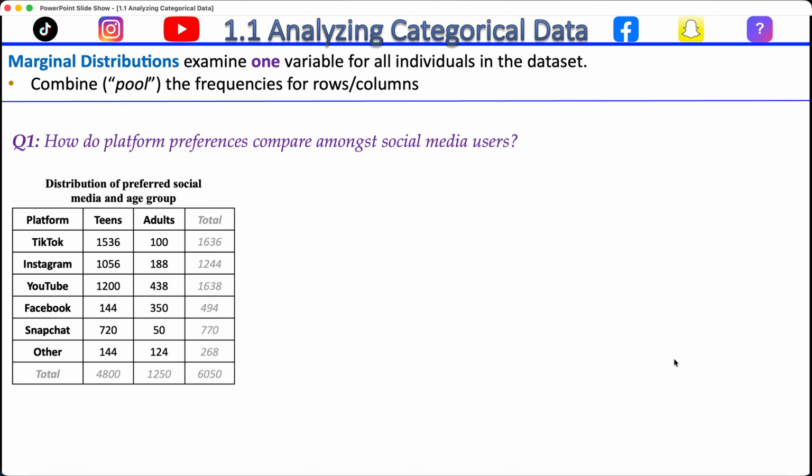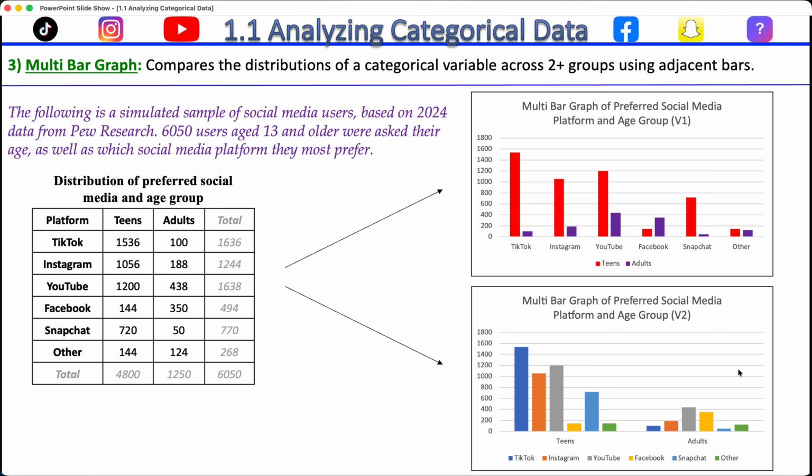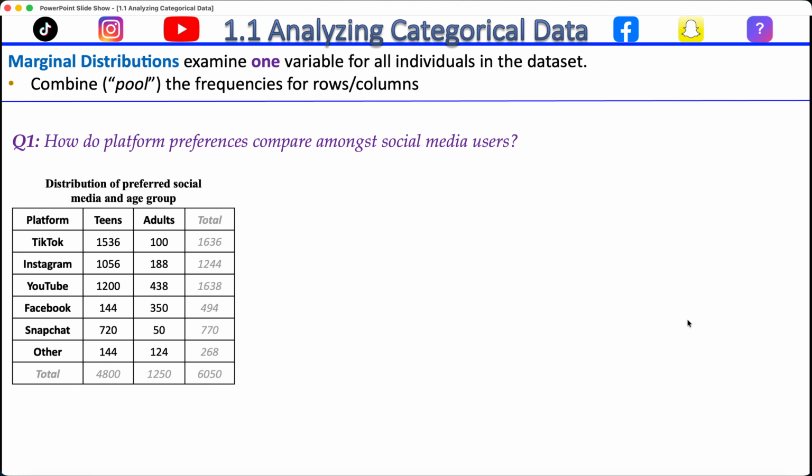Maybe you're still not content with that though, because there's still the notion of more teenagers in the study than adults. So let's keep that in the back of our mind. What if I want to specifically answer question 1? How do platform preferences compare amongst social media users? This gives no regard to the age groups. It doesn't care who's a teen and who's an adult.